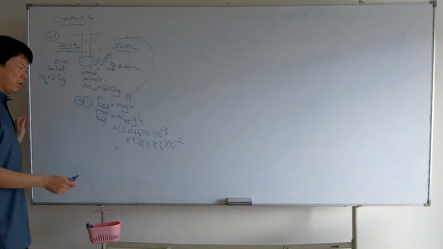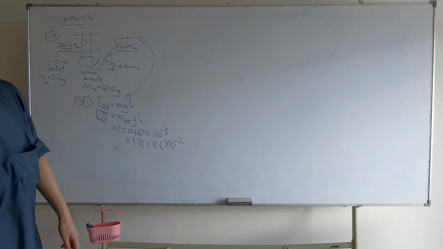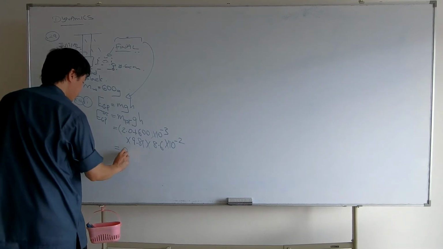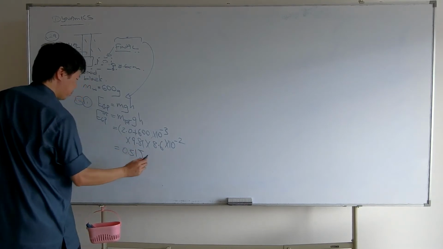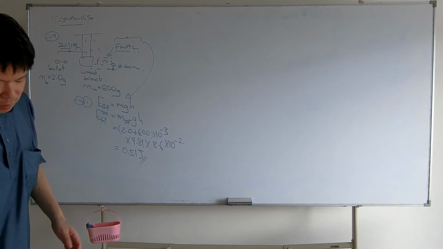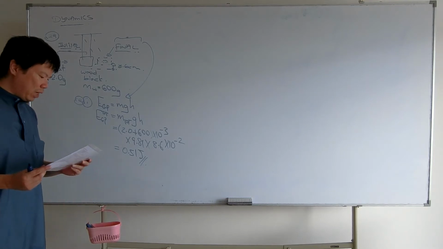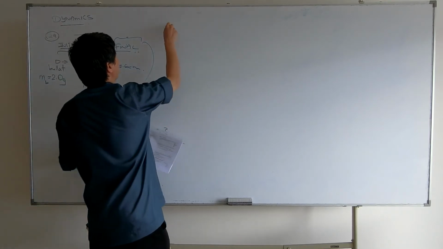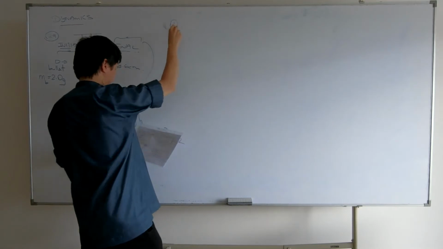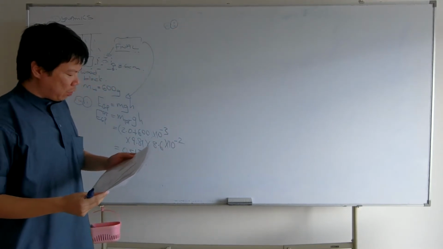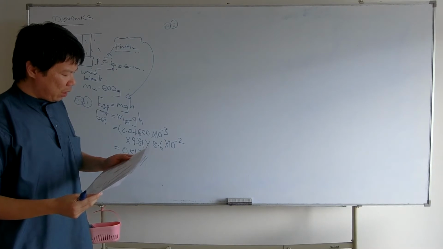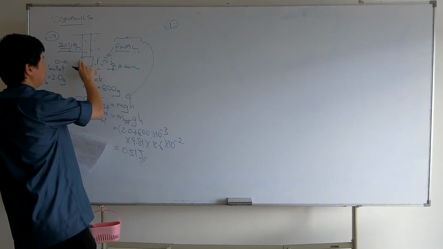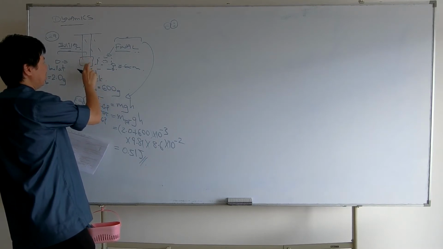Feel free to pause the video and calculate the value. I just double checked that value for you, and you should have around 0.51 joules. A2. Show that the initial speed of the block and bullet after they began to move off together was 1.3 meters per second. So we're talking about when it was here, then it moves up.